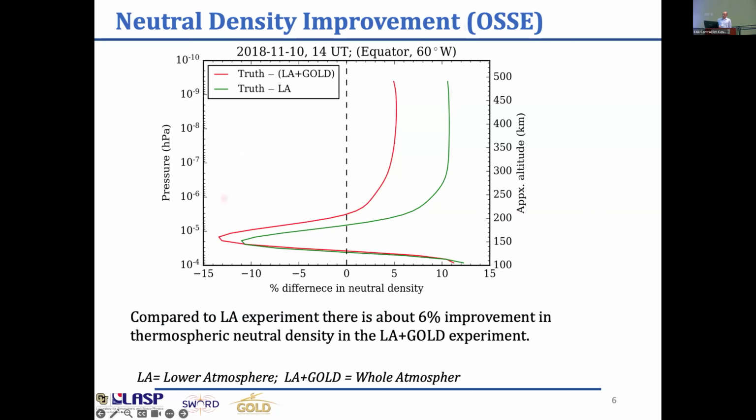And this is one particular thing of interest, the neutral density, where we used an OSSE, and in this case, OSSE using T-disk only assimilation. And in this particular case, we see that the difference between the truth and the whole atmosphere, I mean, the lower atmosphere plus gold, is closer to 0 compared to truth minus lower atmosphere only assimilation. So this shows that including gold improves the neutral density here also.